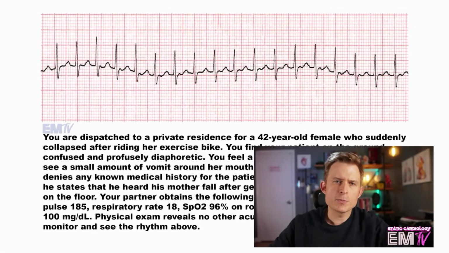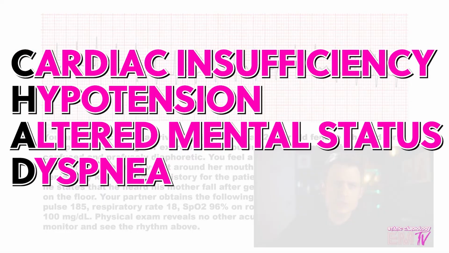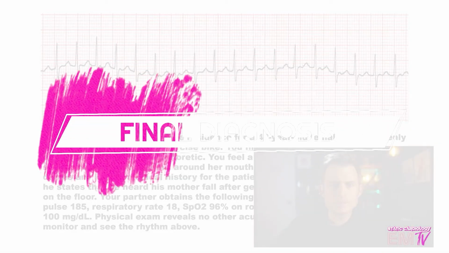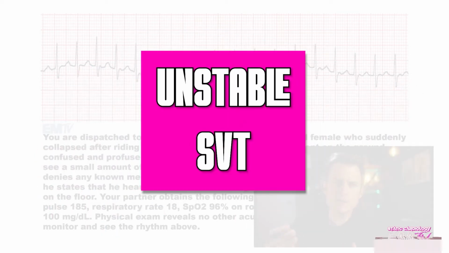Now, as the vast majority of your points in static cardiology are scored by actually correct treatment, you have to first determine if this patient is stable or unstable so you can choose which side of the ACLS algorithm you want to follow. Now, for my unstable patients, I use the acronym CHAD. And this of course stands for cardiac insufficiency, hypotension, alteration of mental status, and dyspnea. Based on my patient's current vital signs and physical presentation, her BP is 70, she's confused, she's definitely an unstable patient. So my final diagnosis for static cardiology is going to be an unstable SVT.